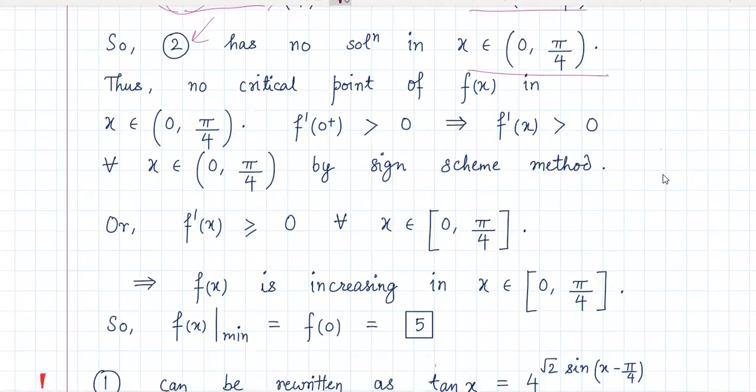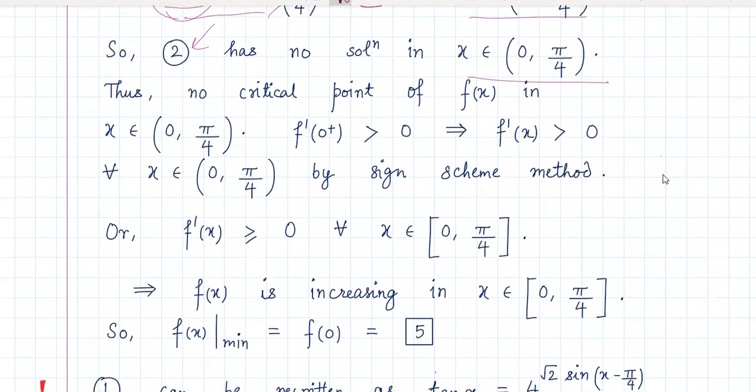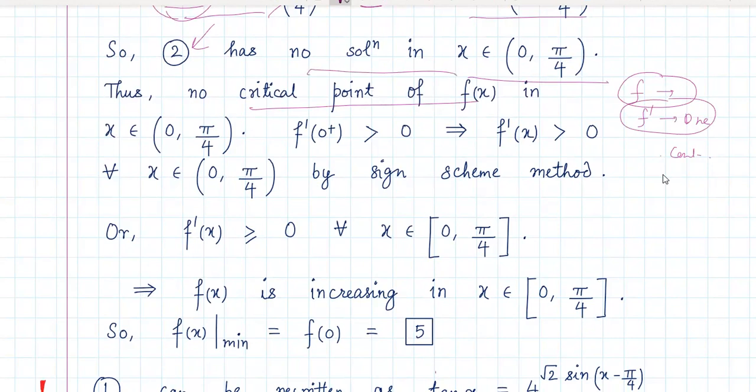Now what we are saying is that there is no critical point of f of x in the interval 0 to pi by 4, because f prime x equal to 0 does not have any solution. Critical points also come because f is not defined, or f prime does not exist, or f is not continuous or not differentiable. But obviously in the given interval, f is continuous and differentiable everywhere. So the only way we could have gotten critical points was through the derivative being equal to 0. And clearly there are no critical points in the open interval.